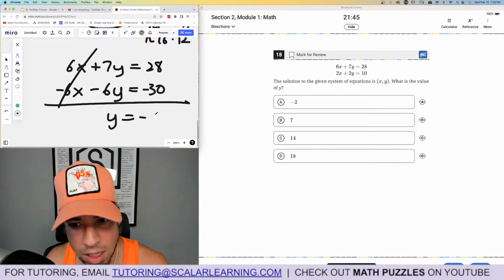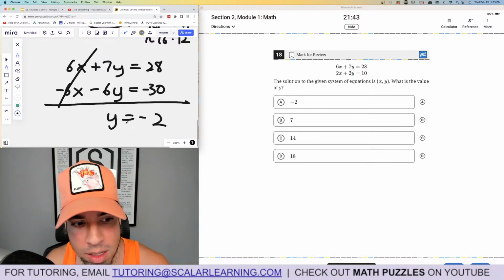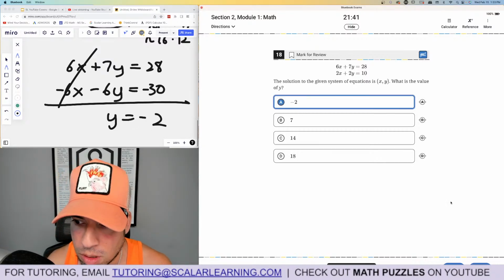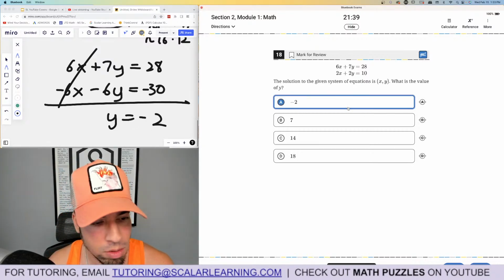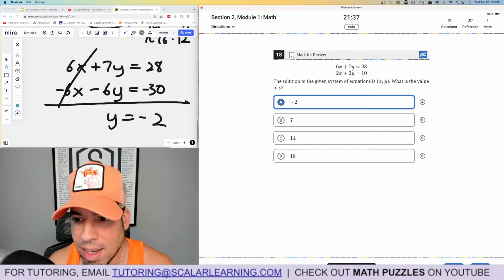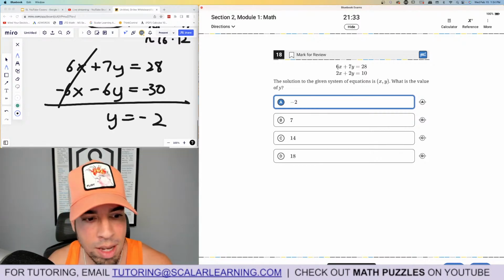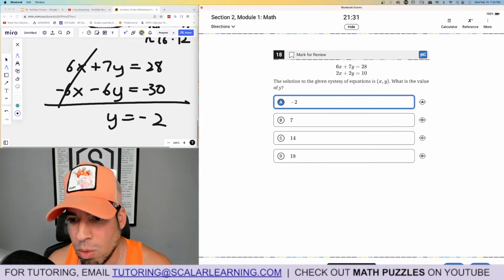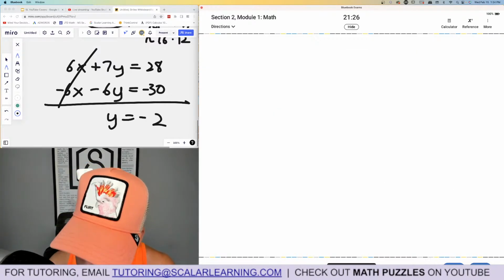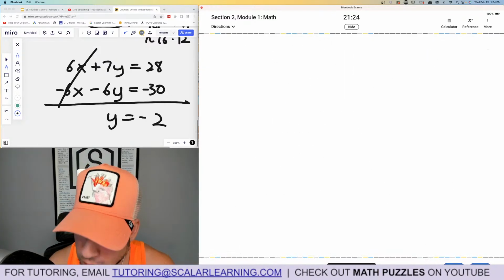28 minus 30 is -2. And it says, what is the value of y? This is perfect. y equals -2. Boom, done. And we can double check this, right? If y is -2, that's -14, that's 42, so x is 7. So 7, 42, -2, that works. 7, 14, minus 4, that's 10. Boom, done.